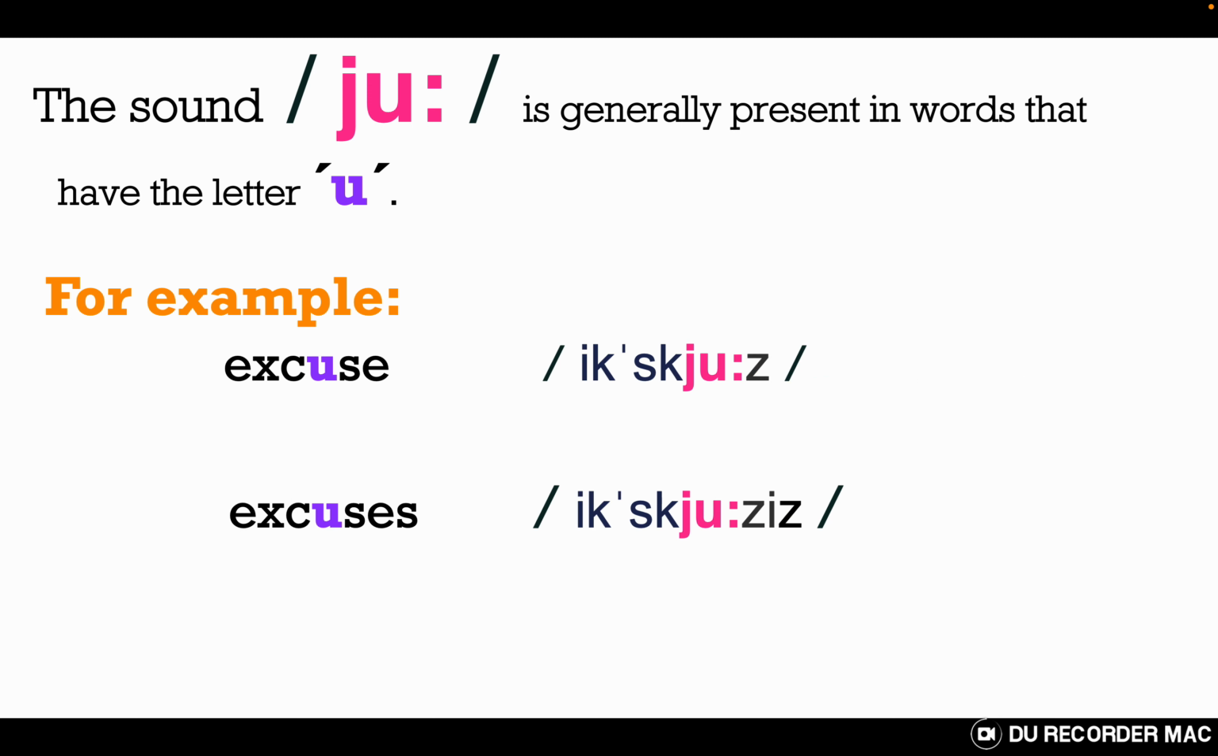Let's continue. The first word is excuse, but some English people pronounce it without the x, they say excuse. But we are going to pronounce it excuse, excuse, excuses. Let's repeat after me the first one. Excuse, excuse. The second one, excuses, excuses.